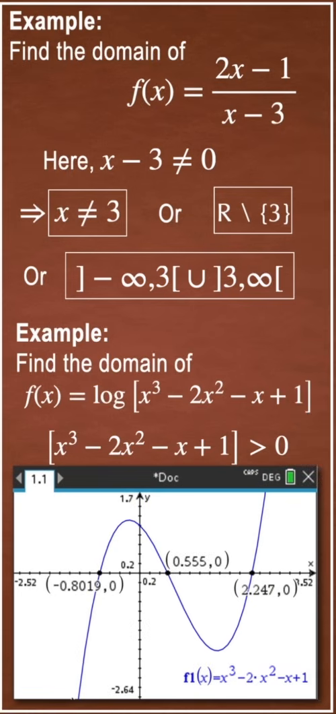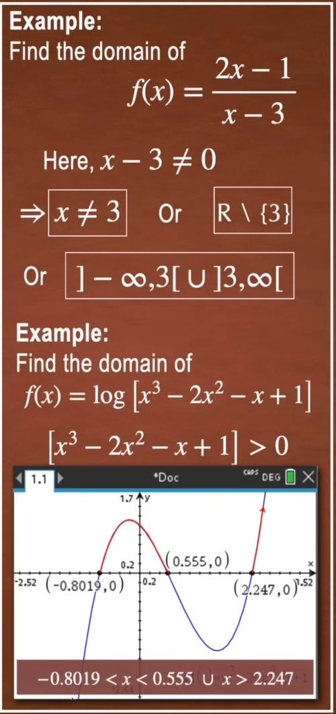Using a graphing calculator, we can see that there are 3 points of intersection with the x-axis. So your domain out here will be, x will be negative 0.819 to 0.555, or more than 2.247. So that's how we find the domain of a function. Thank you.